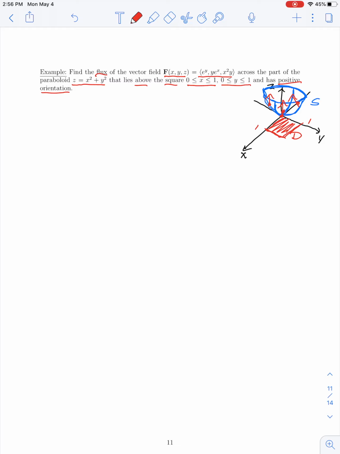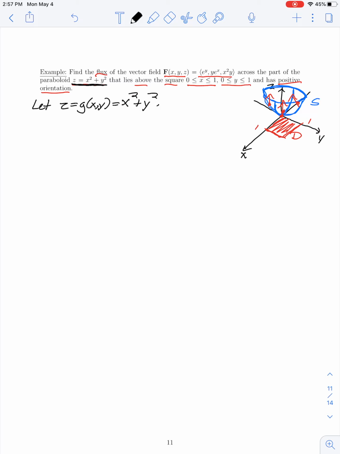Let's think about what we would need to calculate this flux. So we just derived a formula for this flux integral if our surface S can be described as the graph of a function of x and y, which here it is. We've got our surface is the graph of x squared plus y squared. So let's start by giving that function a name. Here, let's say z will be g of x and y, which is defined as x squared plus y squared.